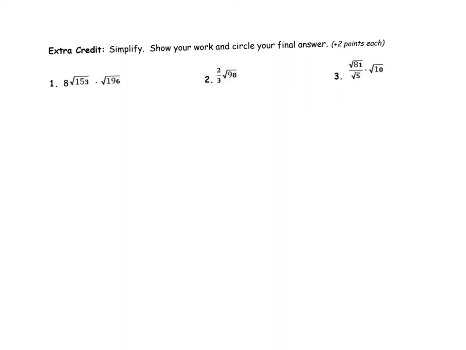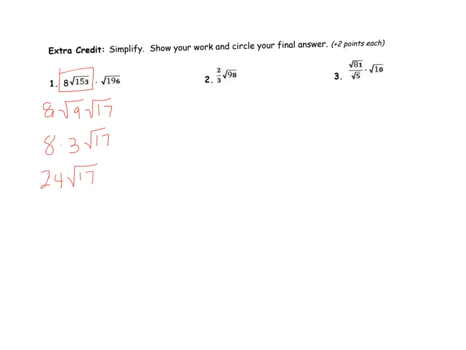Extra credit. So on extra credit, I'm going to first start with just this side. And what I did was I tried to find the largest perfect square that went into 153. And I got 9. So I got 8 times root 9 times the square root of 17. And square root of 9 is 3, so that would be 8 times 3 times root 17. So this right here is going to be 24 root 17.